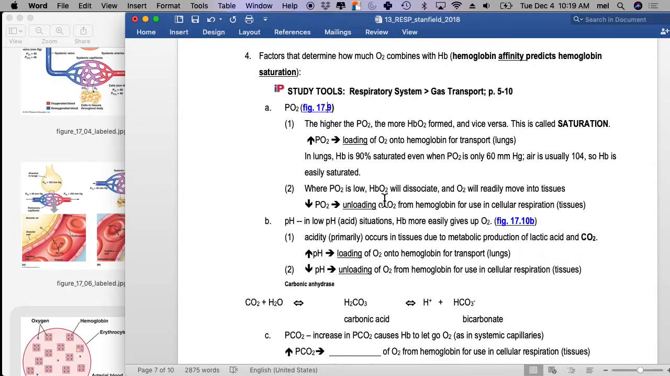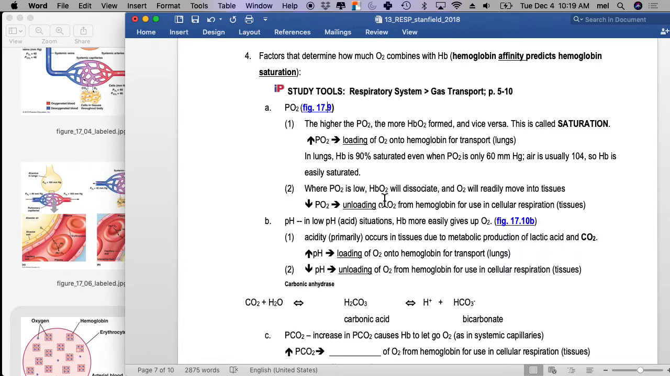Where PO2 is low, however, the opposite is true. If the PO2 is low in a tissue, it tends to favor things getting off the bus. Desaturation or unloading, right? So that would be true at what capillary beds? Systemic capillary beds. You got the logic? Okay, so now let's do the next one. And again, I want you guys to make the prediction before I tell you.